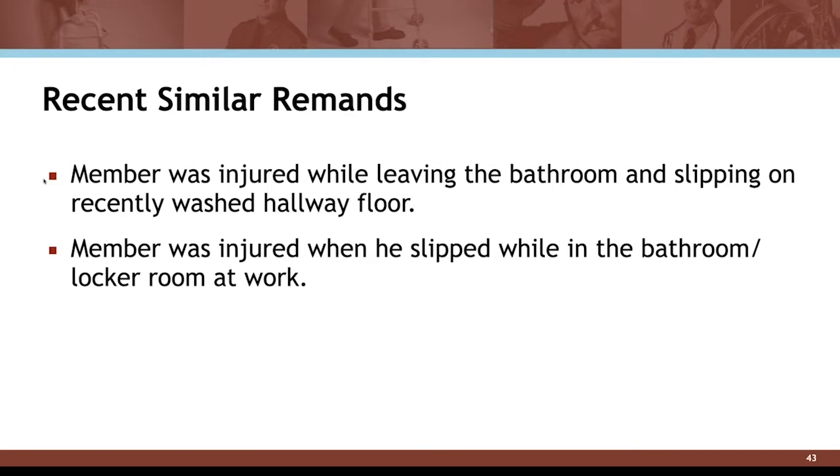Now, given those findings of fact, he was in the performance of his duties. He had been going from a work obligation, his desk, to a work obligation, getting those blueprints in the locker room. So he was eventually approved for accidental disability in that matter.